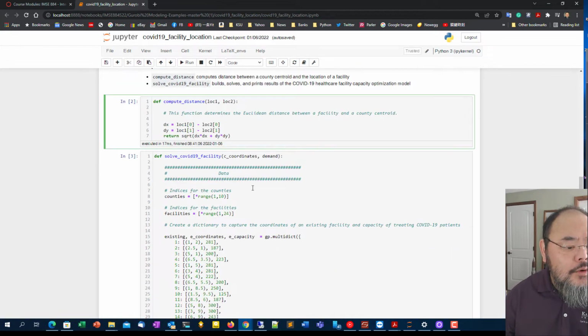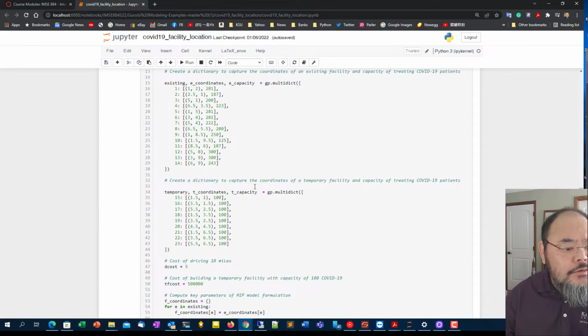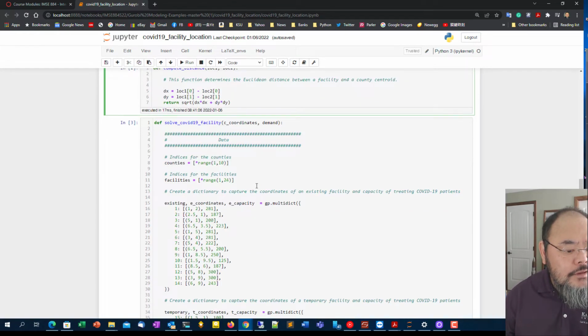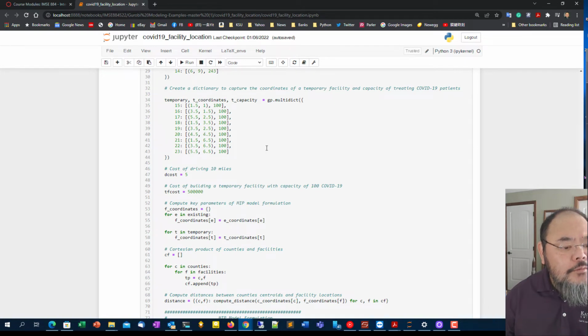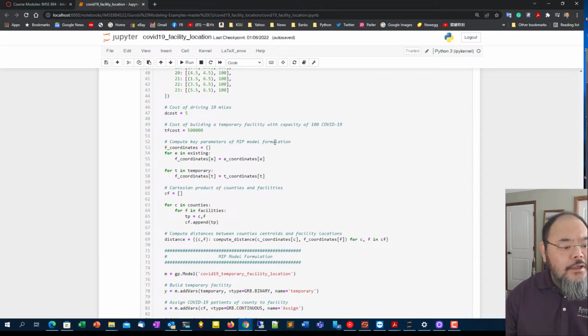This one is a little bit more complicated, since we have to calculate binary variables, we have continuous variables, and we also have the travel distance to carry. It's a little bit involved, so we rely on our past experience to get familiar with the index syntax of this program. Total cost for driving 10 miles is $5, and total cost to build and set up a temporary facility is $500,000.